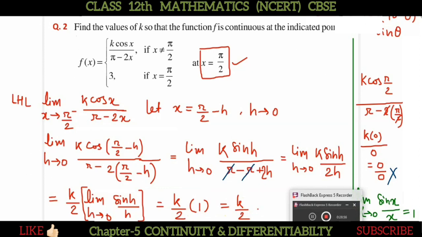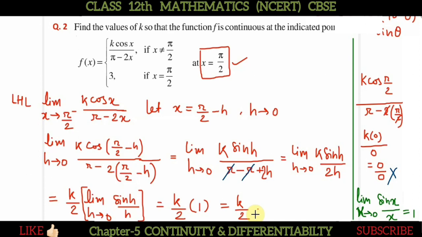Okay, fine. So by determining this LHL, we have k by 2. Now it is not an absolute quantity like 1 by 2 or 1, because we have to find the value of k in this question. So this is k by 2. Similarly, we will match what we get in the RHL. That should be equal, and then it should be equal to the value of the function f of x at x equal to pi by 2, and that is given as 3 in this case.